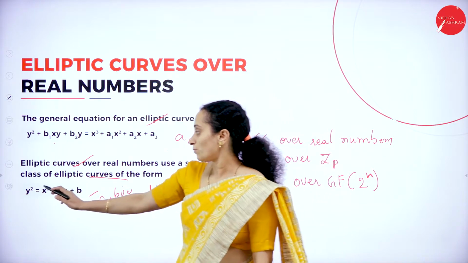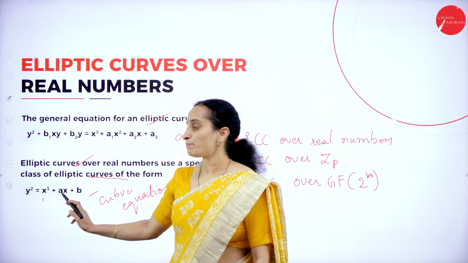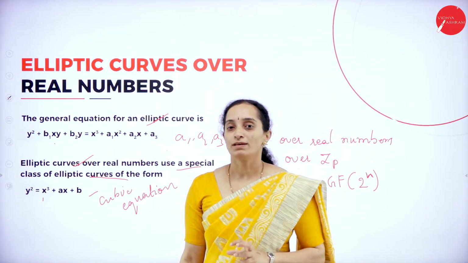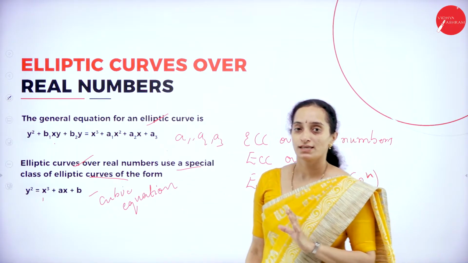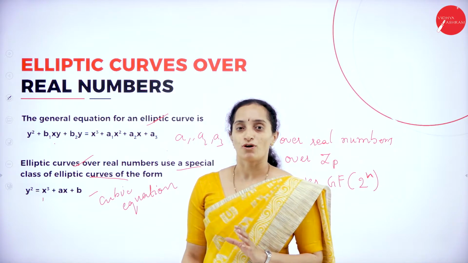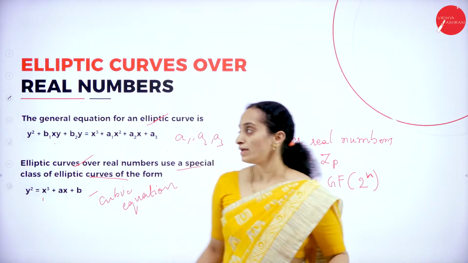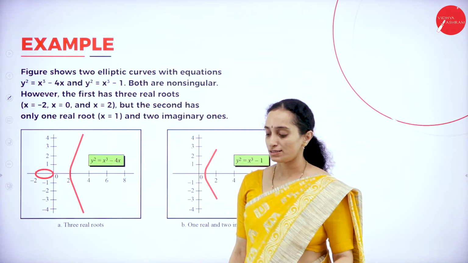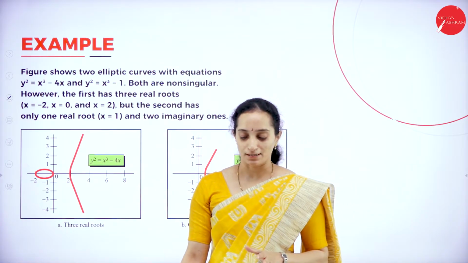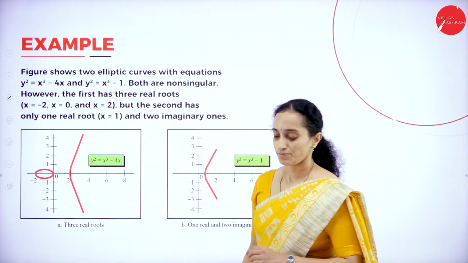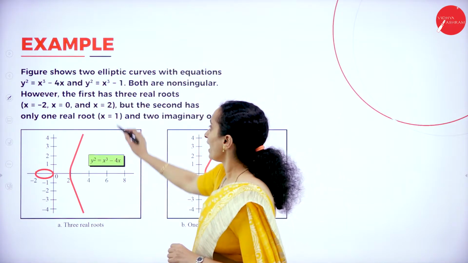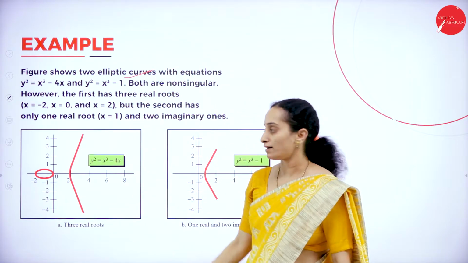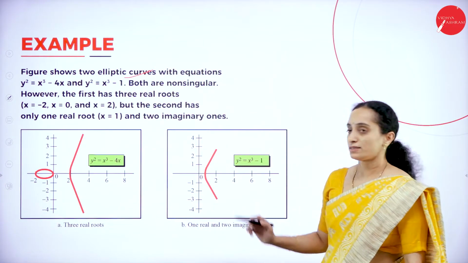So it is y² = x³ + ax + b. This is the cubic equation that is used in the elliptic curve for real numbers. Now, we have an example of how the elliptic curve will be used. We have a figure which shows 2 elliptic curves.